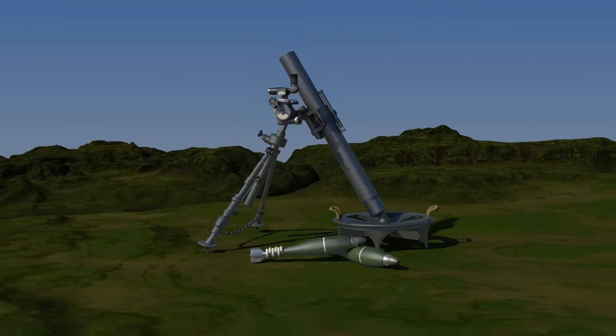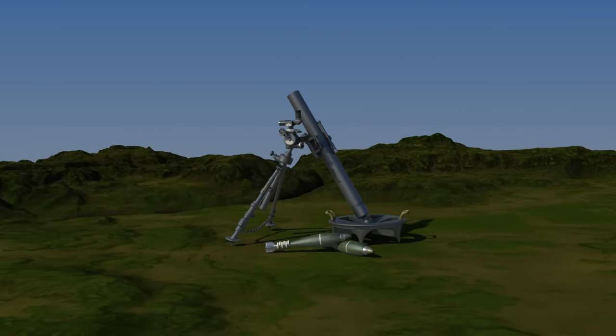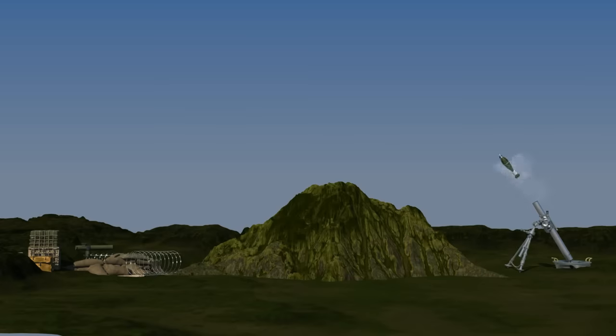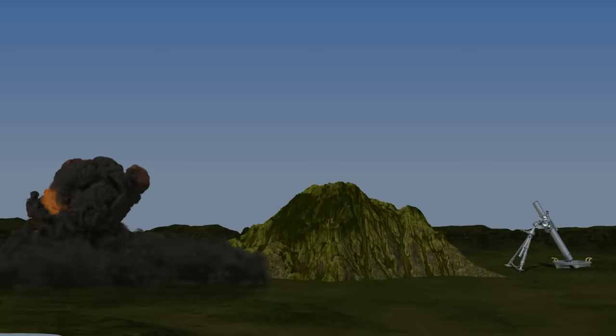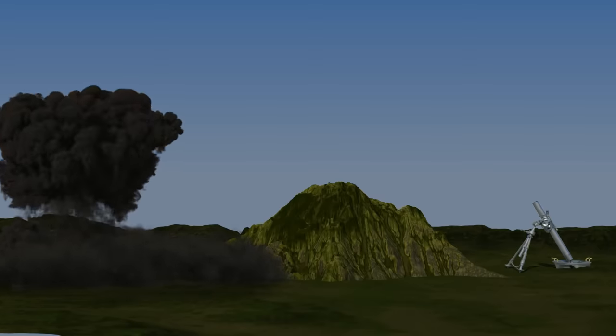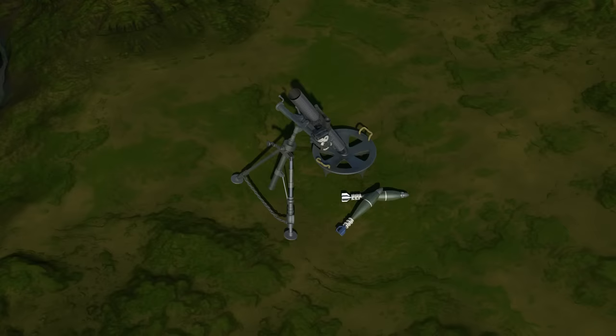A mortar is a howitzer that fires mortar shells at high angles. It could be used effectively in mountainous areas or trench attacks. First of all, let's talk about the structure of the mortar.